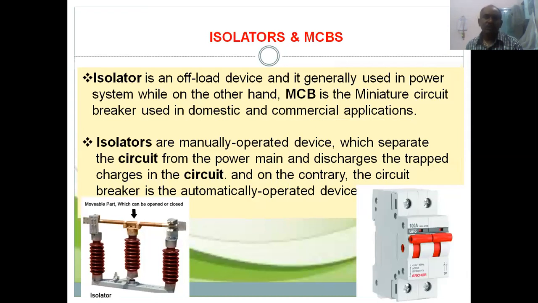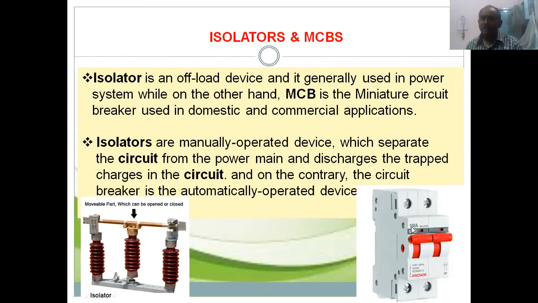What is that? Isolators are manually operated. Yes, isolators are manually operated devices which separate the circuit from the power mains and discharge the trapped charges in the circuit. On the contrary, the circuit breaker is automatically operated. That means in our power system, isolators are operated manually, so we have to operate them in the substation. We can operate them manually near the substation yard, or we can operate from the control room by using remote also. But it can always operate only at no-load condition.